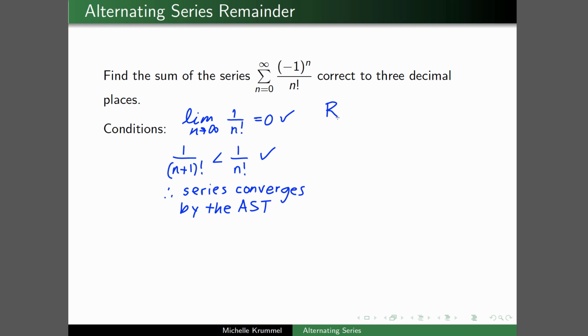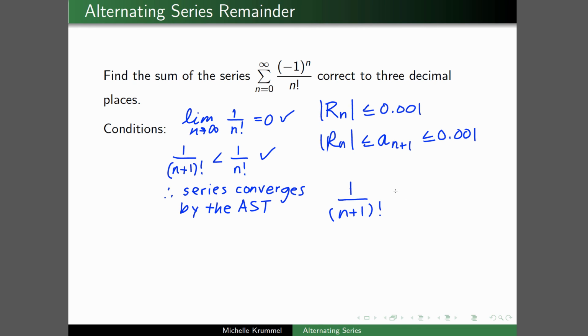And now we know that we're looking for the remainder. Correct to 3 decimal places is going to mean less than 0.001. And r sub n is less than or equal to a sub n plus 1, and we want that to be less than 0.001. a sub n plus 1 is 1 over n plus 1 factorial. We want to find where that is less than or equal to 0.001, or where n plus 1 factorial is greater than or equal to 1000.